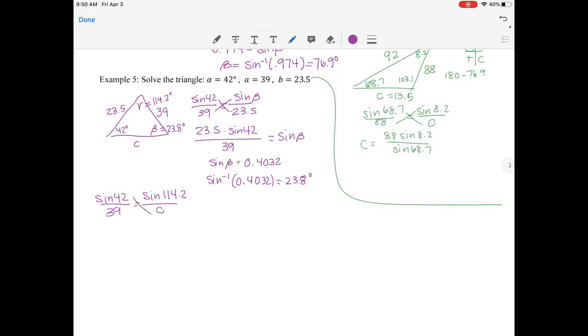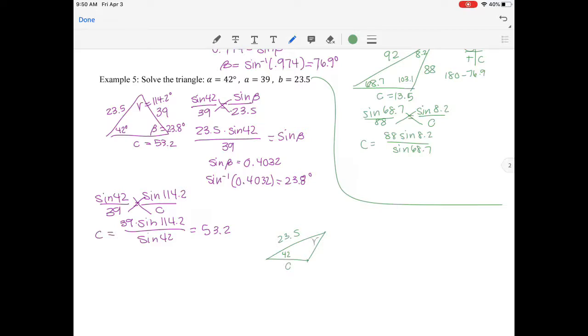Okay, to solve for that last side then, I could set it up the same, like sine of 42 over 39 equals sine of 114.2 over c. Do your cross multiplying, and I think you've kind of picked up that it's 39 times sine of 114.2 divided by sine of 42. At which stage you type that in your calculator, and you end up with 53.2. We'll round that to 53.2.